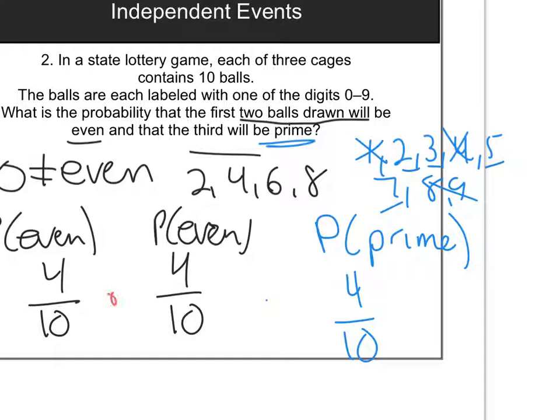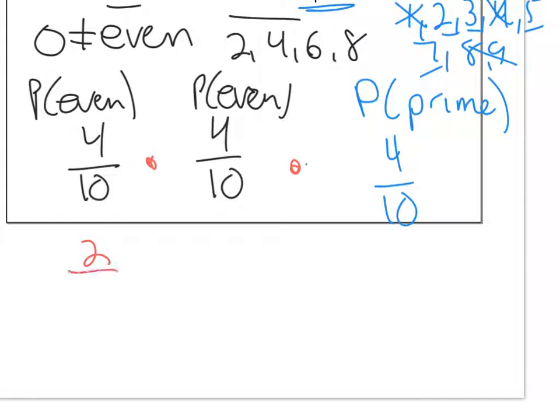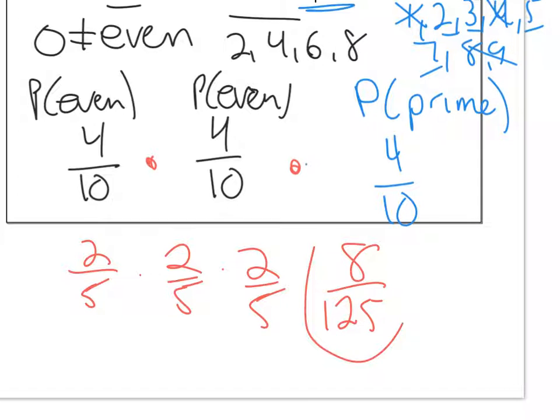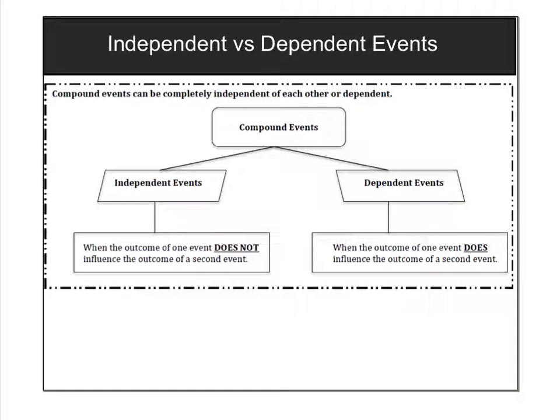So the probability of all these things happening means I'm multiplying all of them. That's 2/5 times 2/5 times 2/5. 2 times 2 times 2 is 8, and 5 times 5 times 5 is 125. So that's my probability. And if you want it as a percentage, that's 6.4% of that happening. That's the only time it's going to happen. All I did was figure out each individual probability and multiply them together.